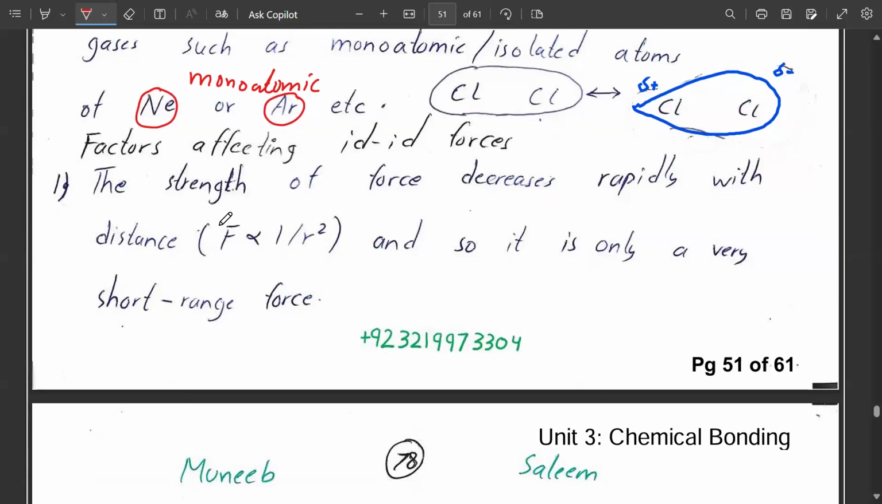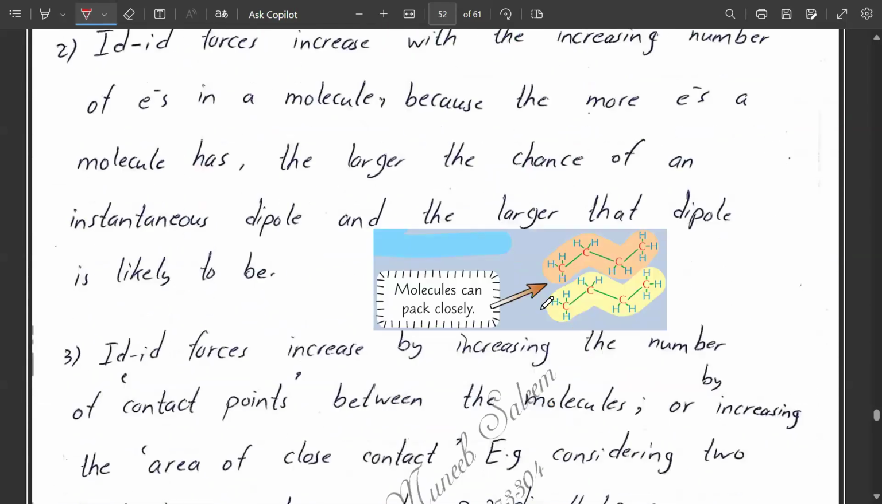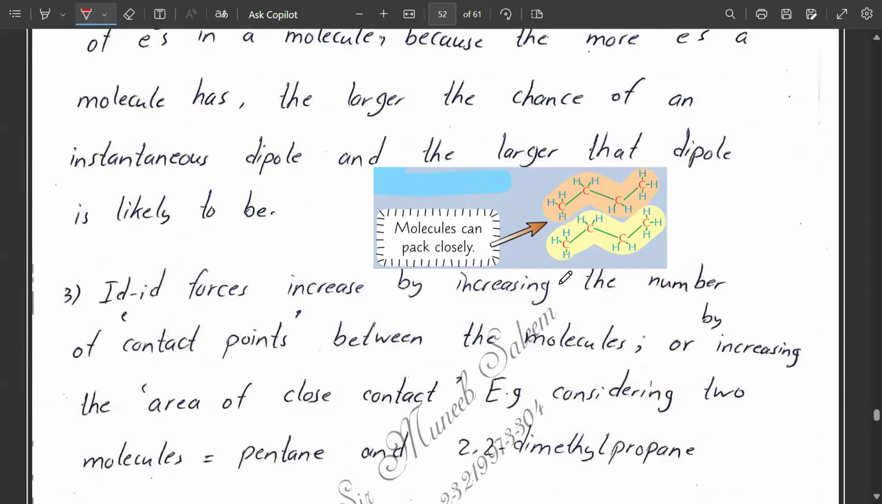And another thing which affects the IDD forces is the distance between the molecules, which means we have three different states: the solid, liquid, and gas. Definitely the molecules are closer together in the solid state. So IDD forces will be greater in the solid state of the same element, and they will be weaker in the gaseous state of the same element. We have one more example, the example of these hydrocarbons.